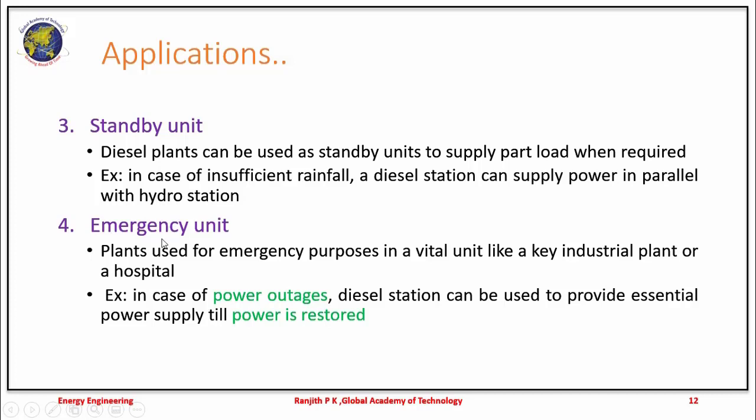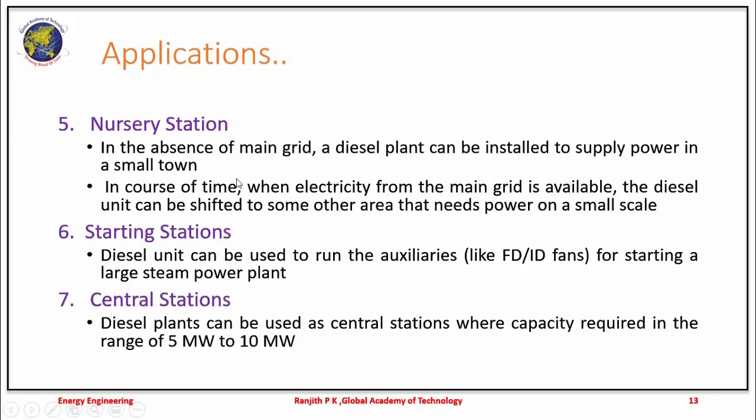It could also be used as an emergency unit, where the diesel engine plant is used for emergency purposes in a vital unit such as a key industrial plant or a hospital. So in case there is a power outage, the diesel engine can be used to provide the essential power supply till the power is restored. It could also be used as a nursery station, wherein in the absence of a main grid, a diesel power plant is installed to supply the power. Over a period of time, when electricity from the main grid is available, this diesel engine could be shifted to some other area that needs power on a small scale system.